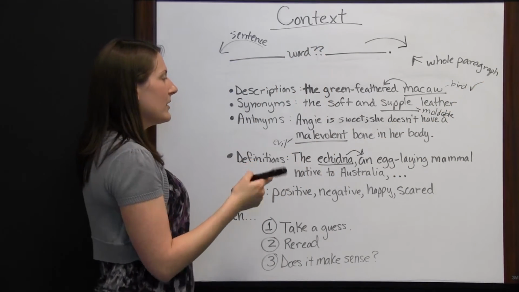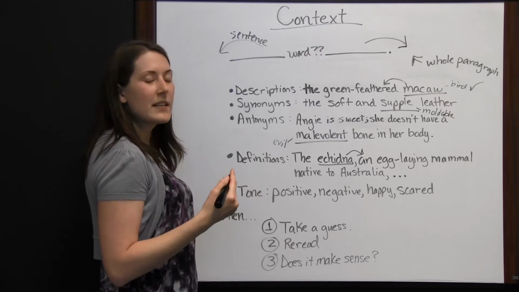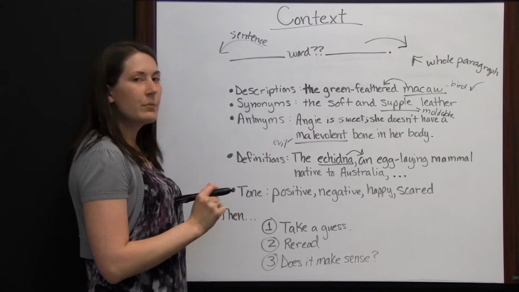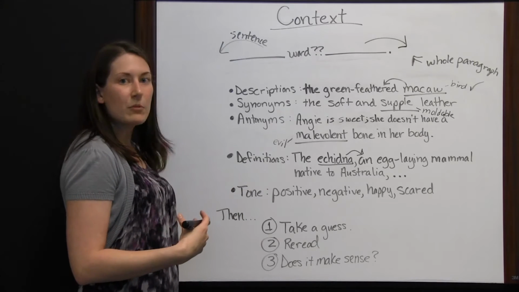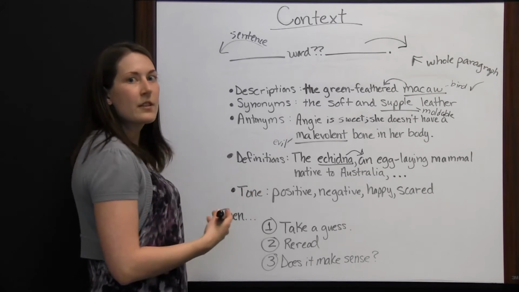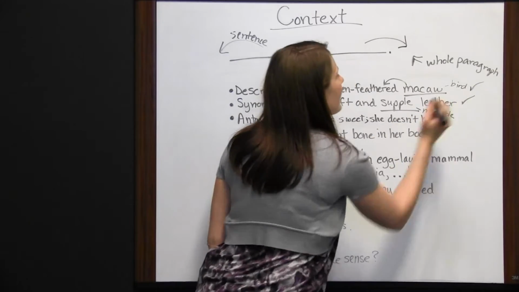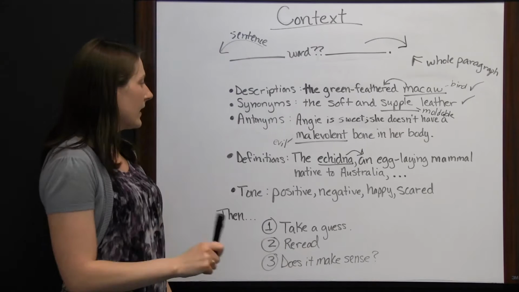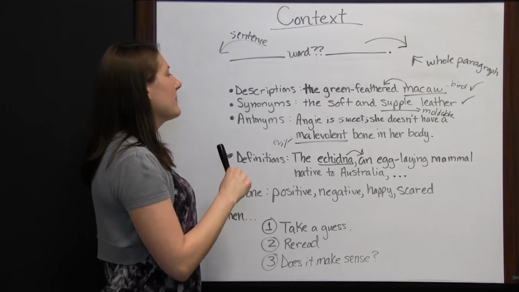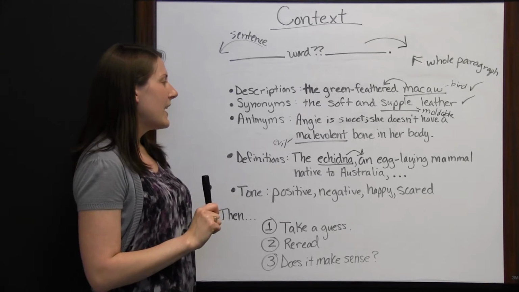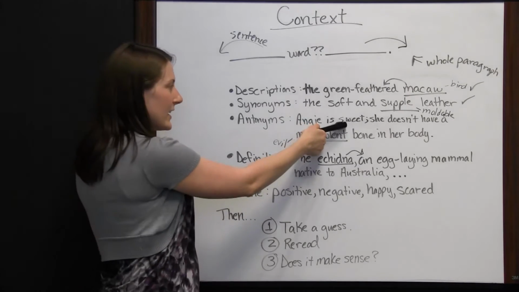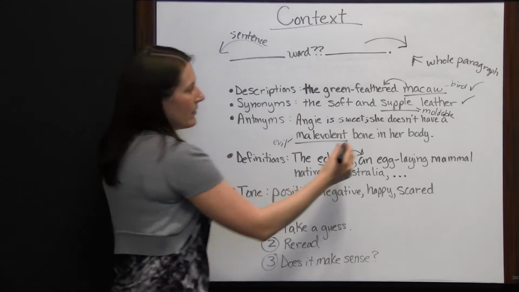The soft and supple leather. So if we know it means something else soft, maybe moldable, we could say the soft and moldable leather, the soft and flexible leather. Any kind of word like that that you put in that was similar to soft would work. It would make sense in your sentence. Okay, we were thinking evil here, something the opposite of sweet. Angie is sweet. She doesn't have an evil bone in her body. That makes sense. She is sweet. She doesn't have an evil bone.